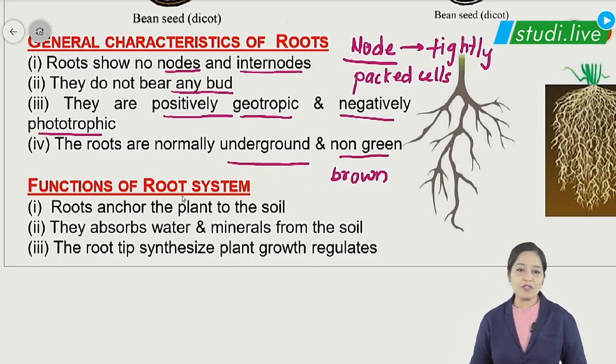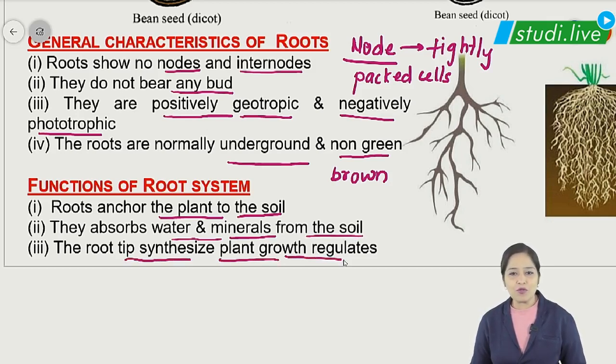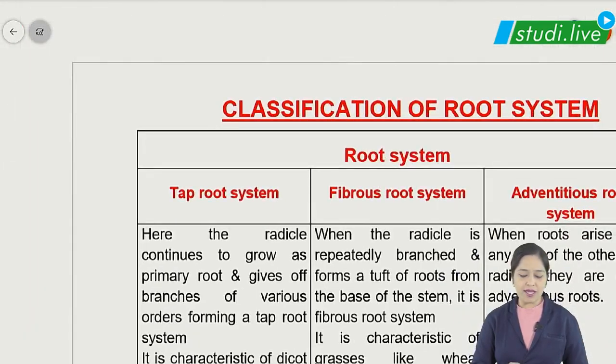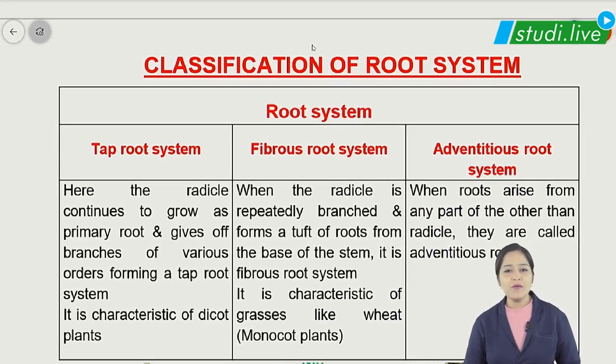Let us see the functions of the roots. Now roots का main function होता है वो plant को anchor करता है into the soil, which means it is going to fix the plant into the soil. Now this root has got root hair जहाँ से water और minerals का absorption होता है, कहाँ से, from the soil. The tip of the root, they synthesize plant growth regulators, which is nothing but regulating the growth of the plant.